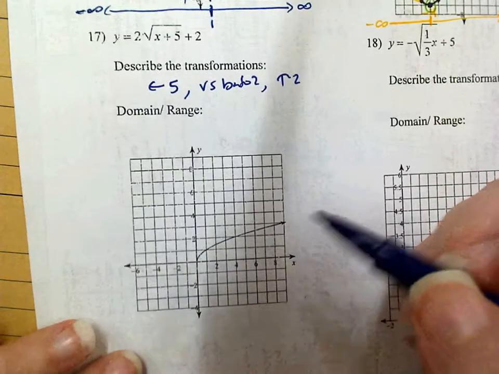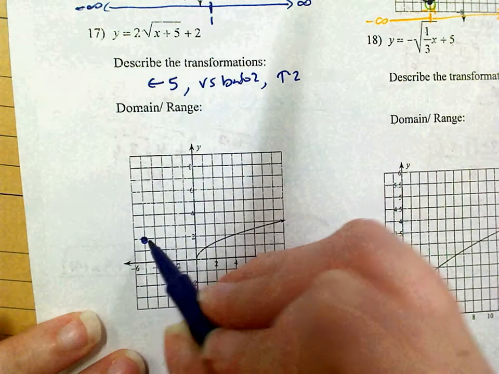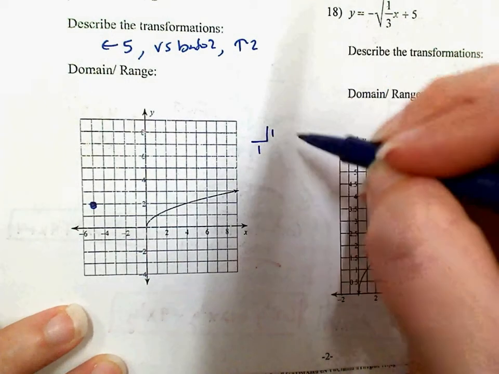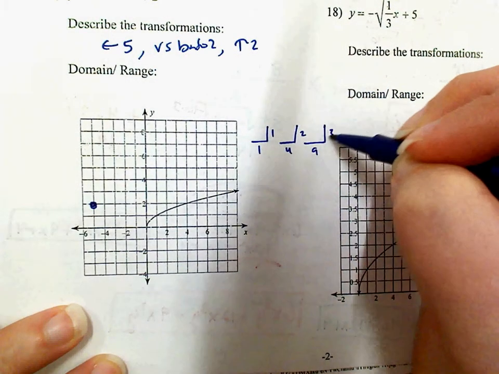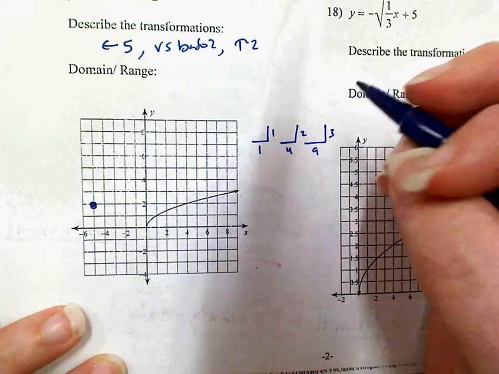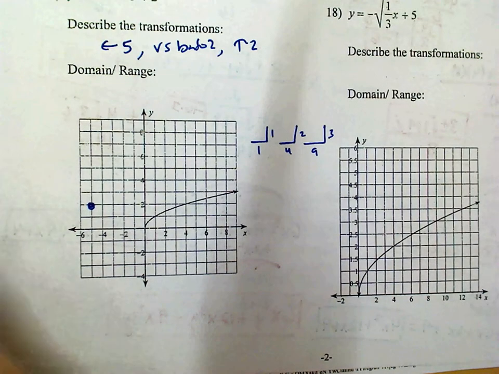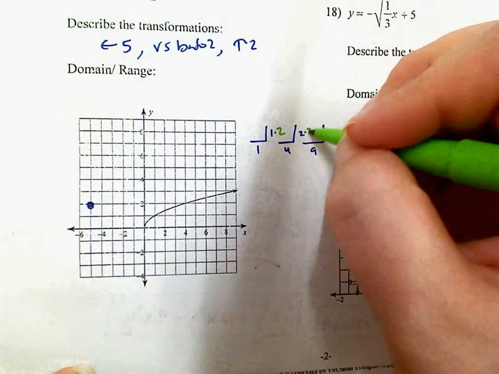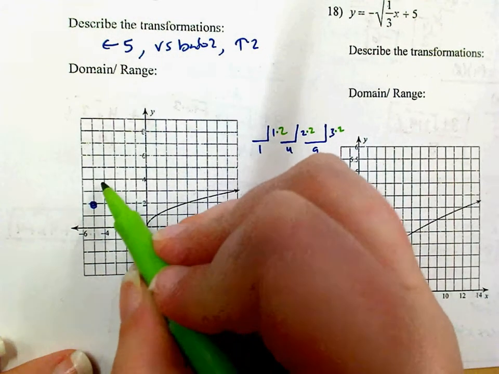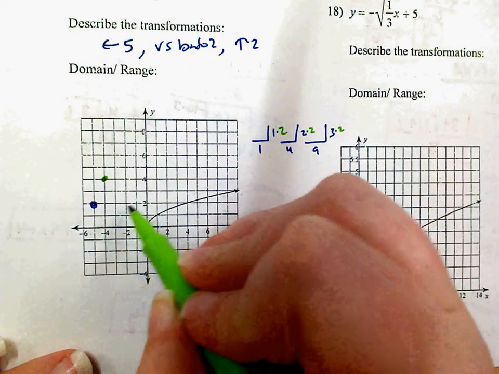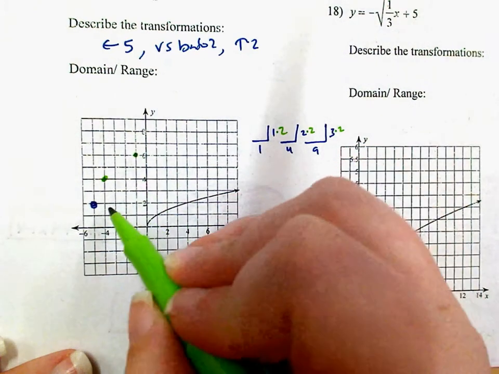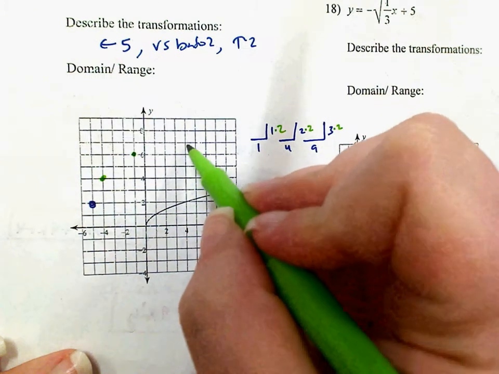Now, on a radical, the pattern is 1, 1, 4, 2, and 9, 3. Not 2, 4, 3, 9, because the square root of 4 is 2 and the square root of 9 is 3. But it's a vertical stretch by a factor of 2, which means I need to multiply all the verticals by 2. So I'm going to go over 1 and up 2, over 4 from -5, which is -1, and up 4, and over 9 from -5 is 4, and up 6. And I connect and find my domain and range.